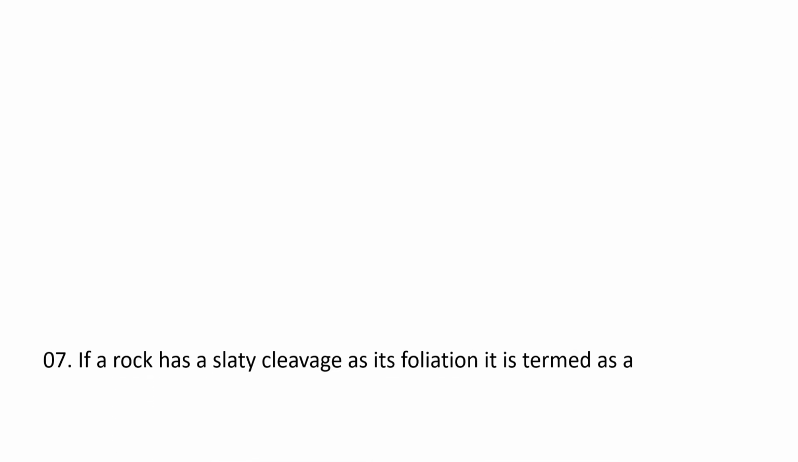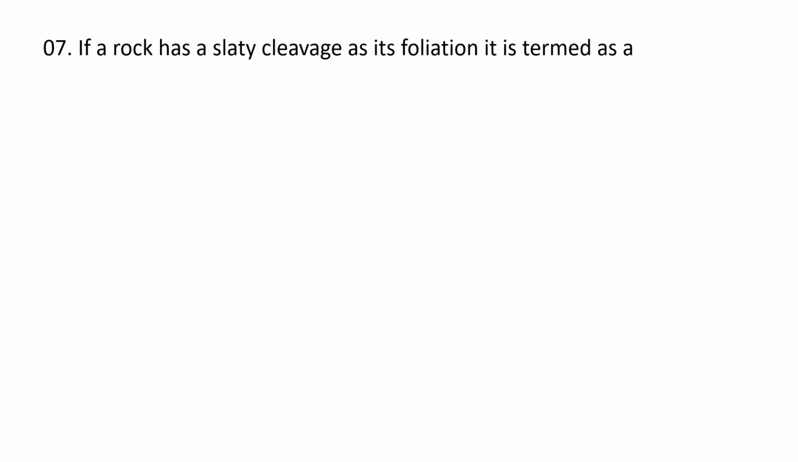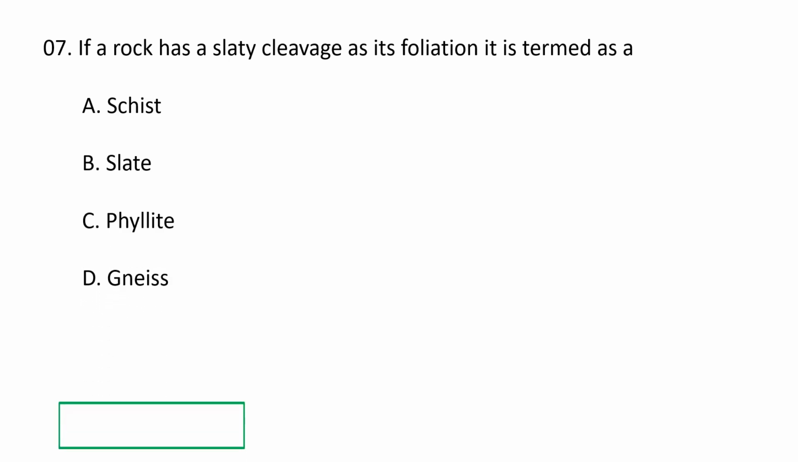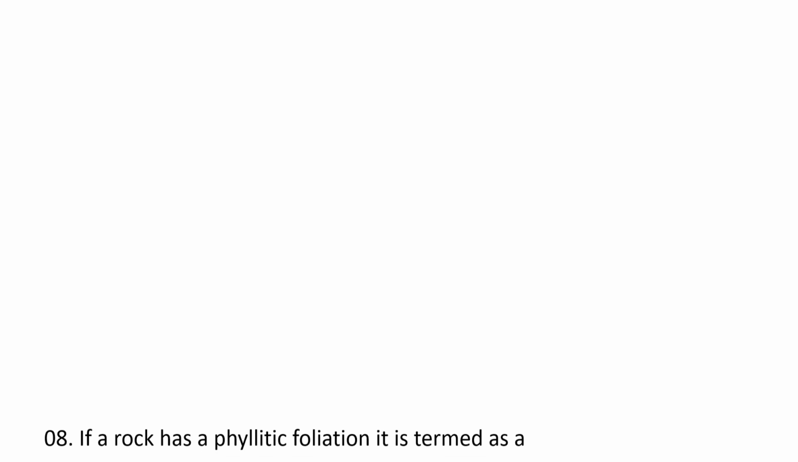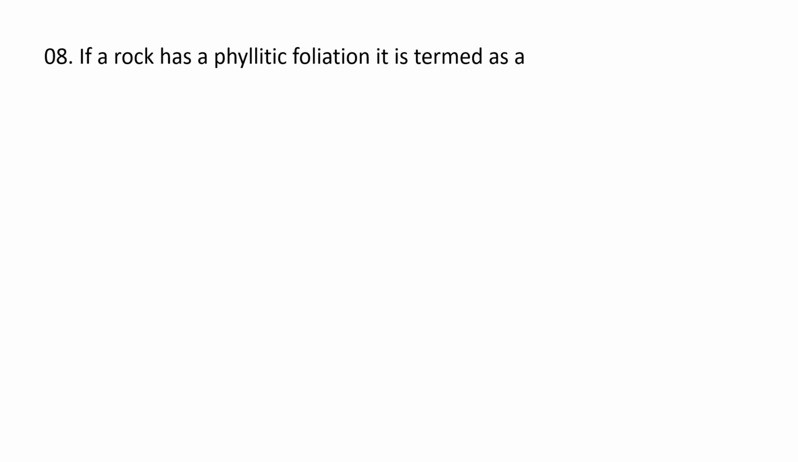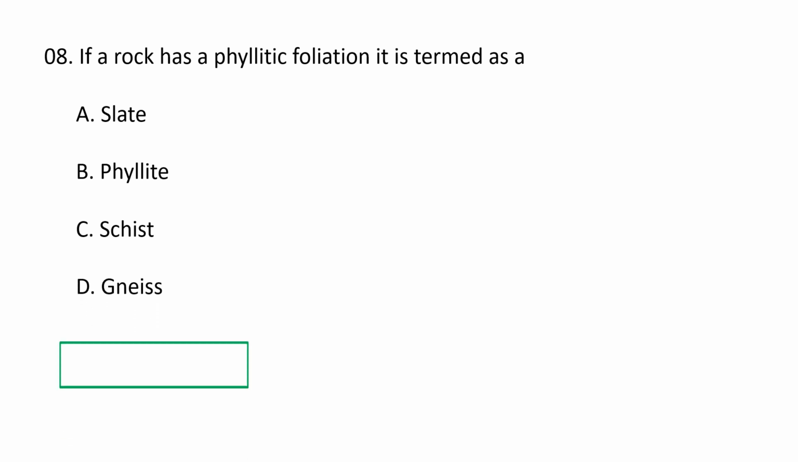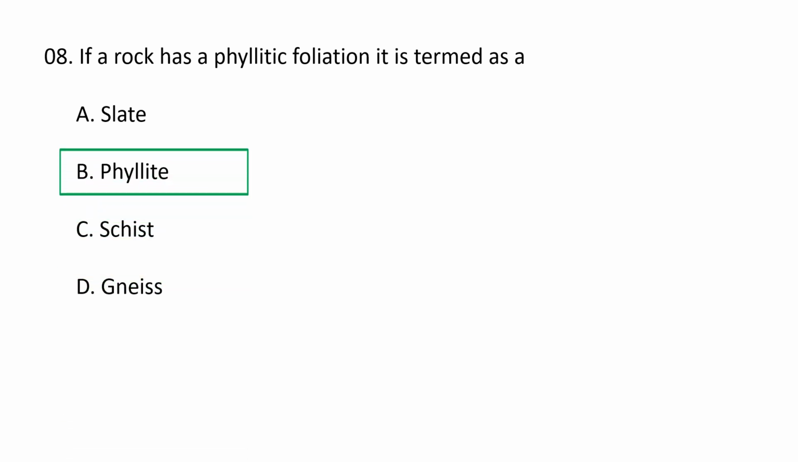Next question. If a rock has a slaty cleavage as its foliation, it is termed as A. Schist, B. Slate, C. Phyllite and D. Gneiss. If a rock has a slaty cleavage as its foliation, it is termed a slate. B is the correct option. Next question. If a rock has a phyllitic foliation, it is termed as A. Slate, B. Phyllite, C. Schist and D. Gneiss. It's a very simple and straightforward question. If a rock has a phyllitic foliation, then it is termed a phyllite. B is the correct option.